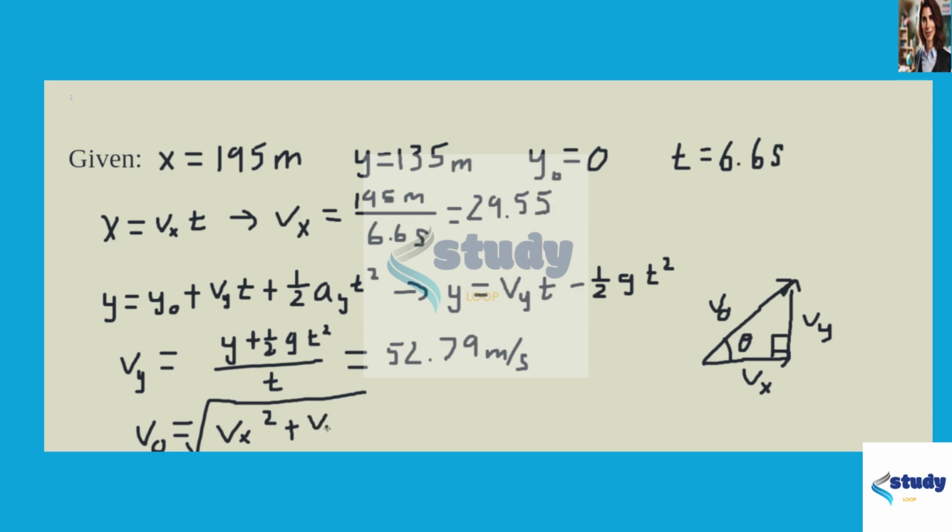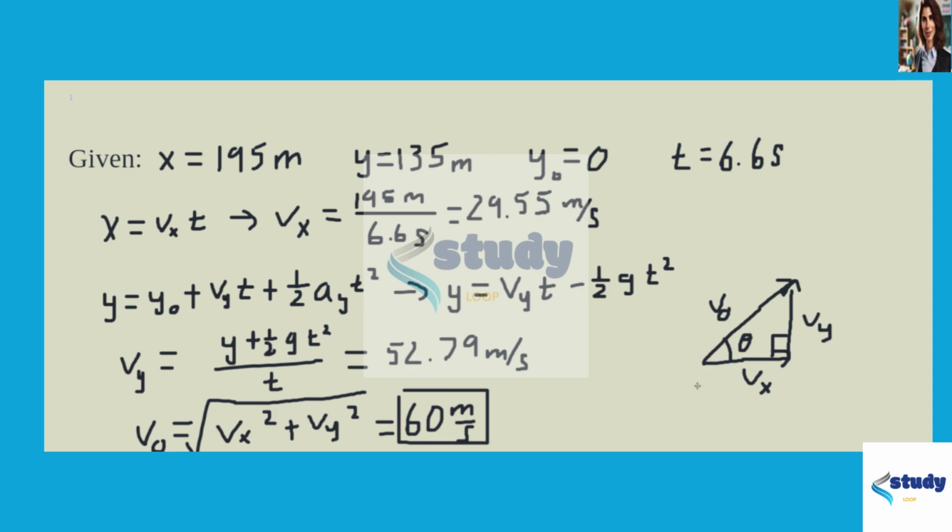For v of x, you plug in 29.55. And this is meters per second. I forgot my units earlier, so let's put those in. 29.55 meters per second squared plus 52.79 meters per second squared. Take the square root of all that. You find that this comes out to equal 60 meters per second. So that's the magnitude, but it said magnitude and direction, with direction being theta.